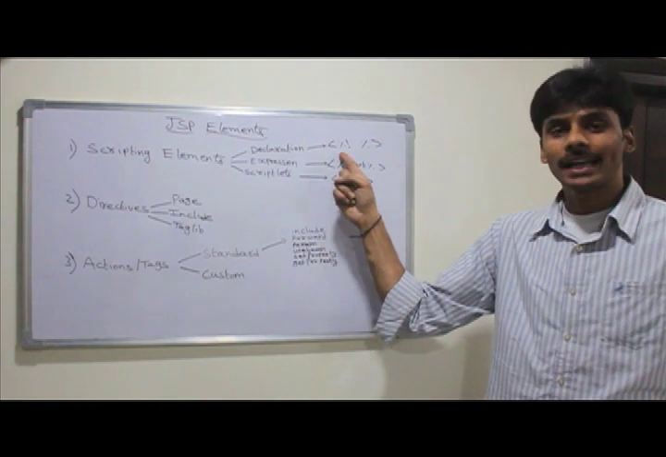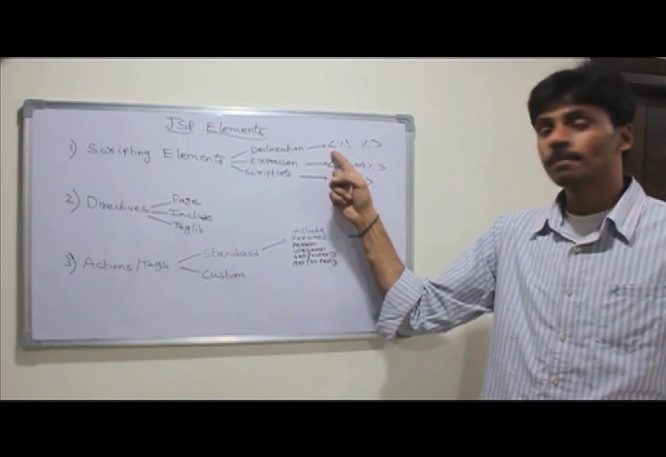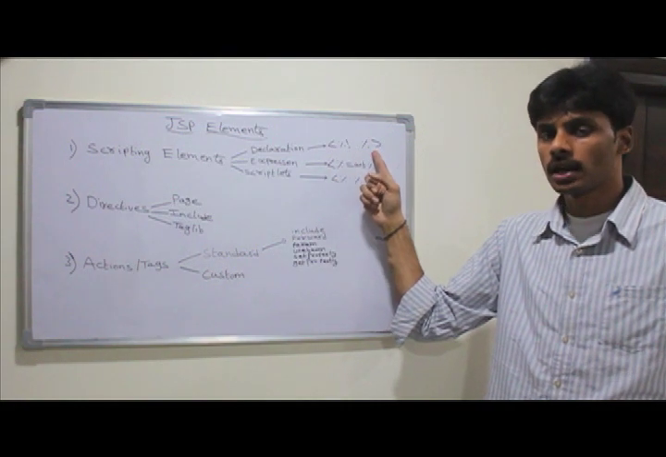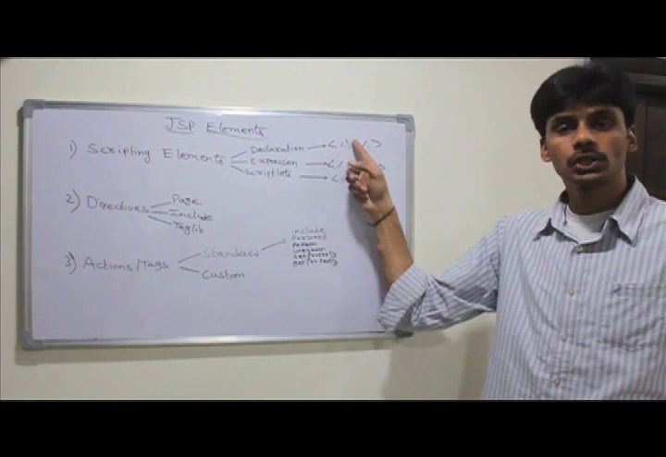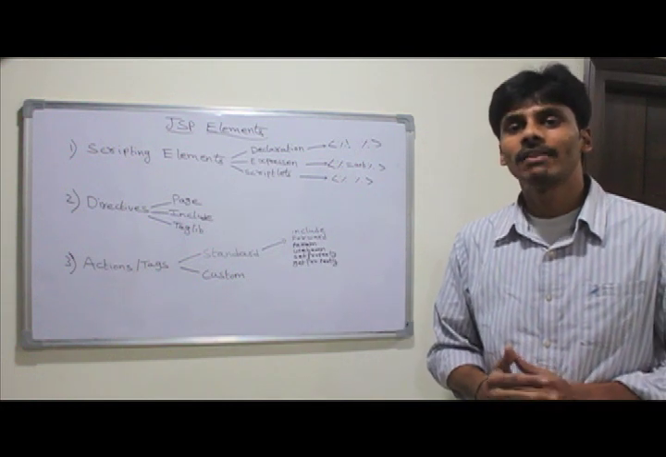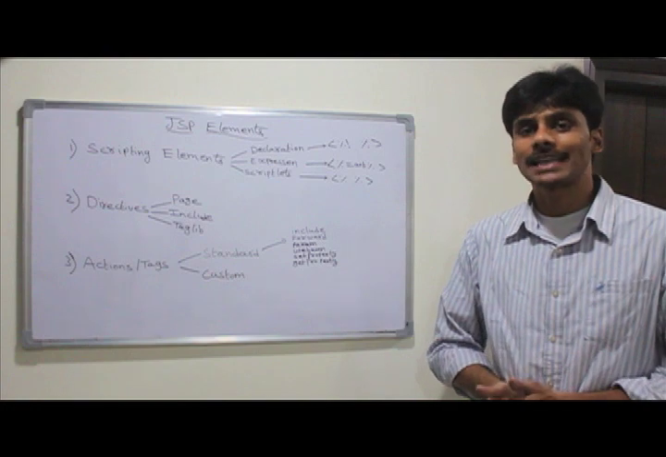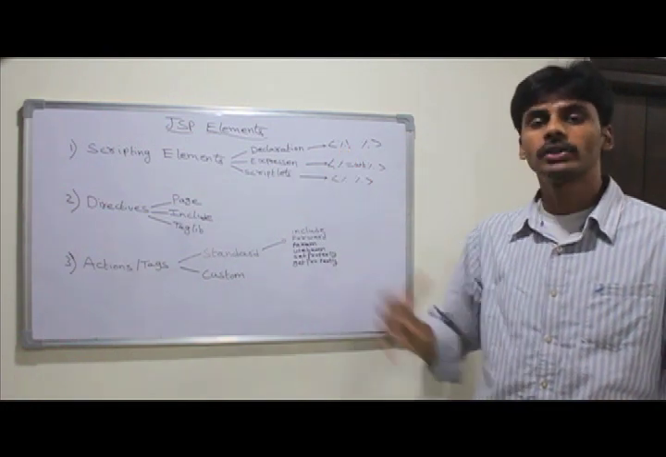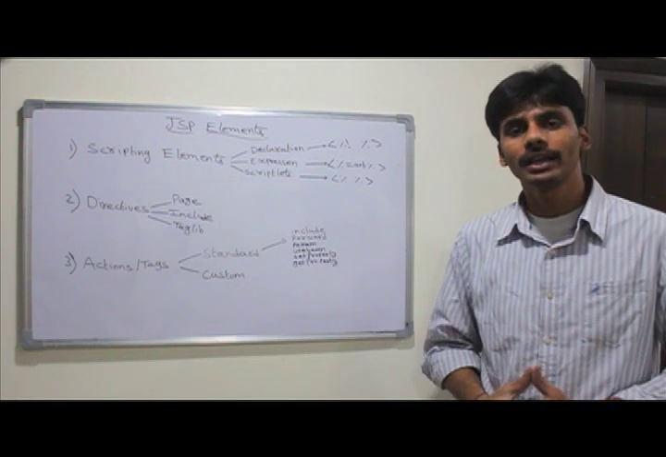The declaration block has the following syntax: less than symbol, percentage, not, and it ends with a percentage greater than symbol. Any code that goes in between these two will go into the global level when a servlet gets generated. When the JSP page is translated into a servlet, the code you put into a declaration block goes at a global level or a class level of that servlet.